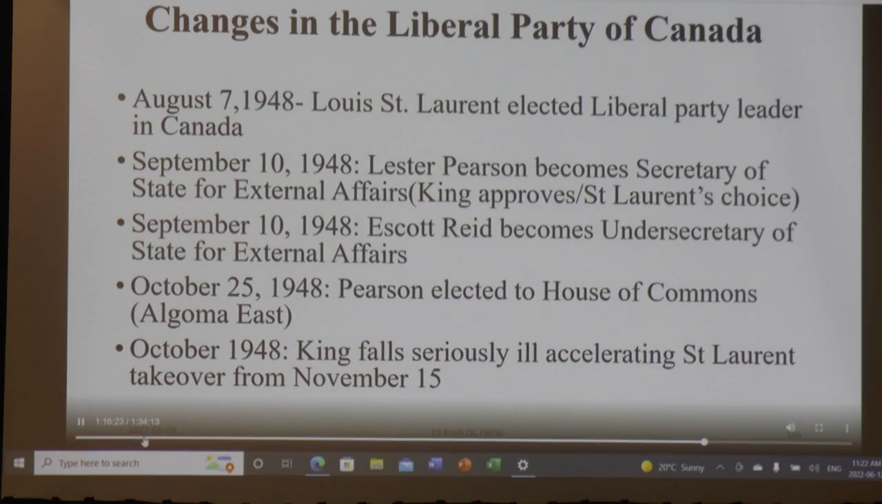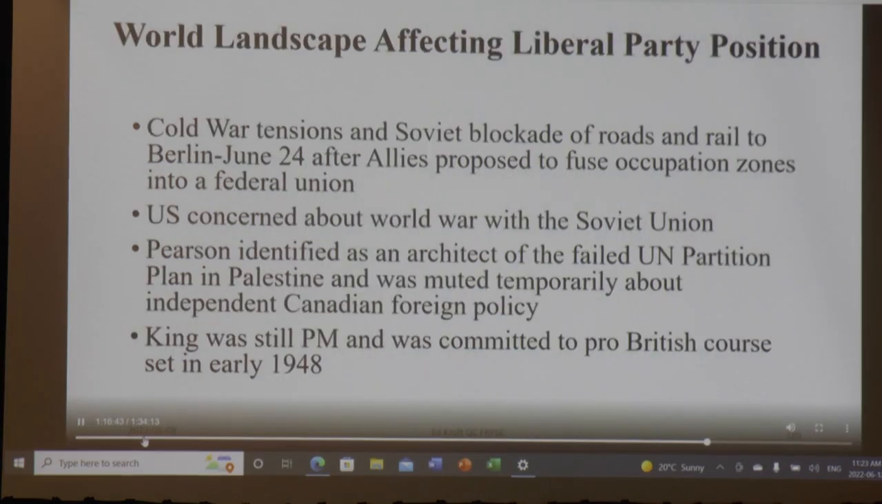Pearson wanted to get elected to the House of Commons because he couldn't be Secretary of State unless he was elected. So he was trying to keep a low profile on the whole Palestine matter at the time. So when the circular is being drafted in late July, early August of 1948, these people, Saint Laurent and Pearson, are keeping a low profile relative to what was going on.